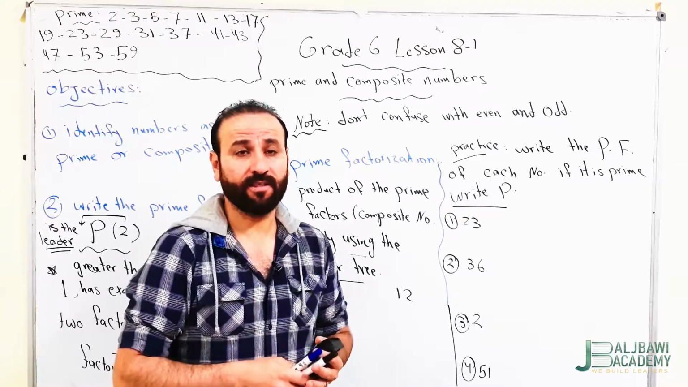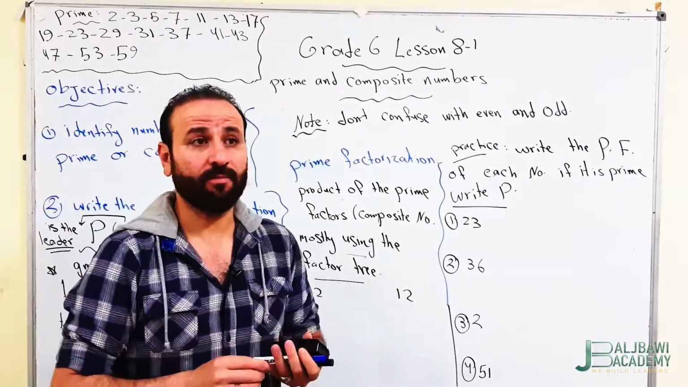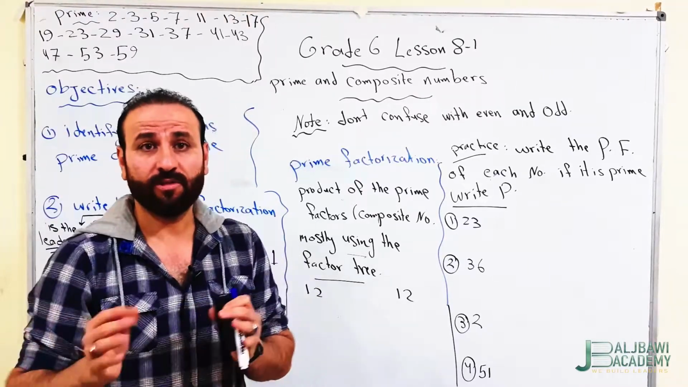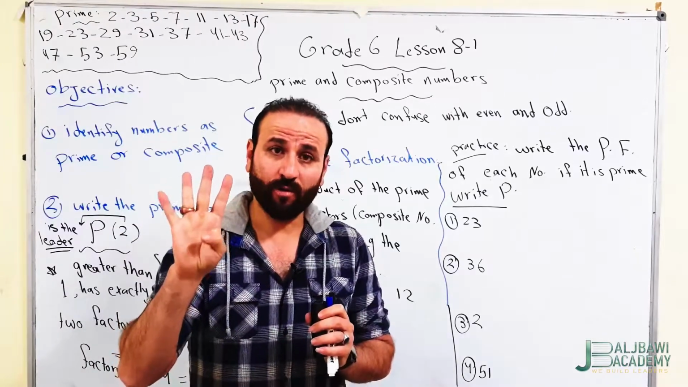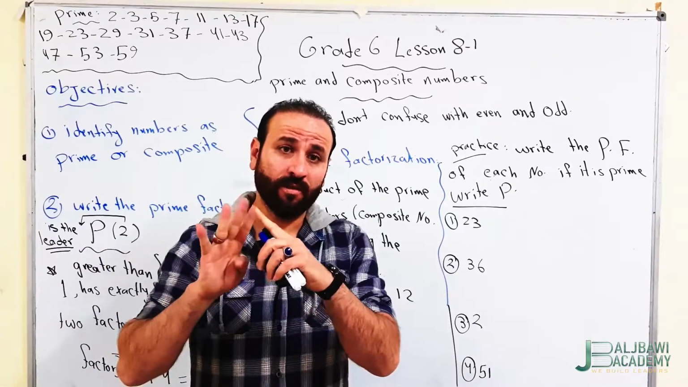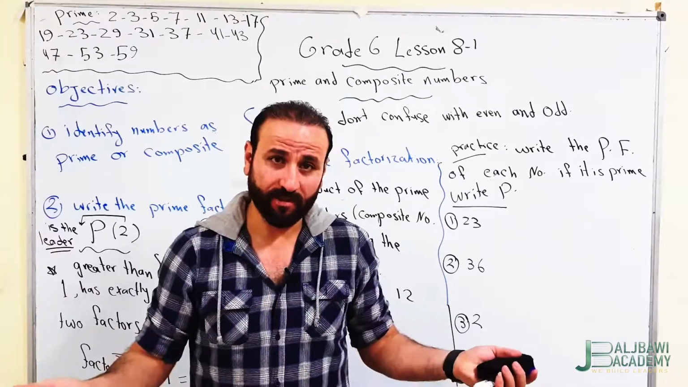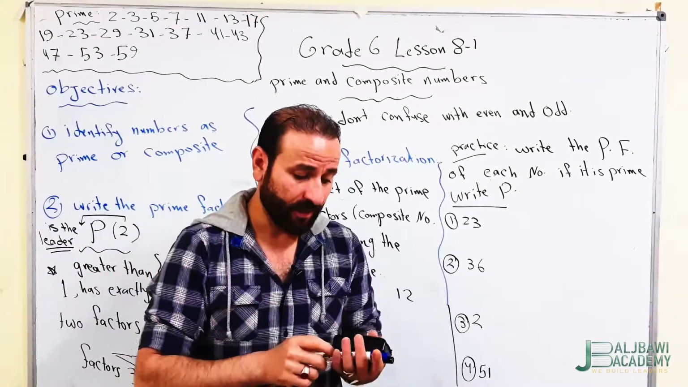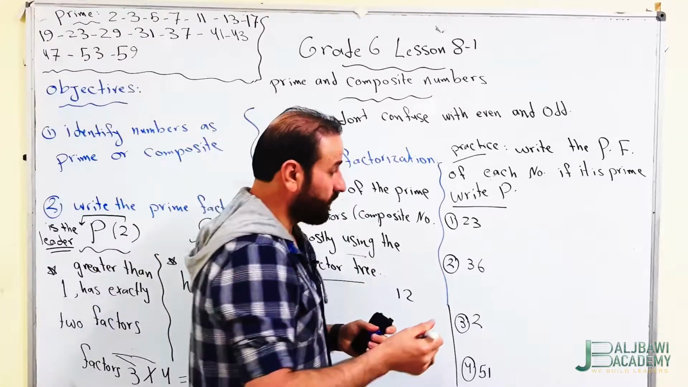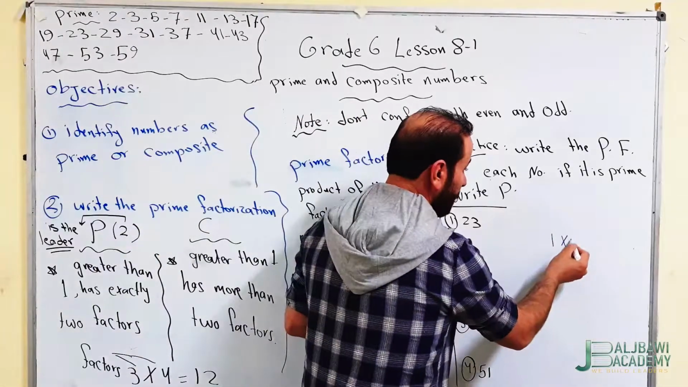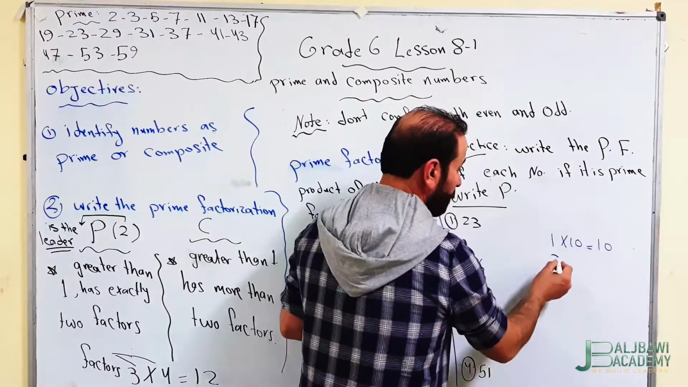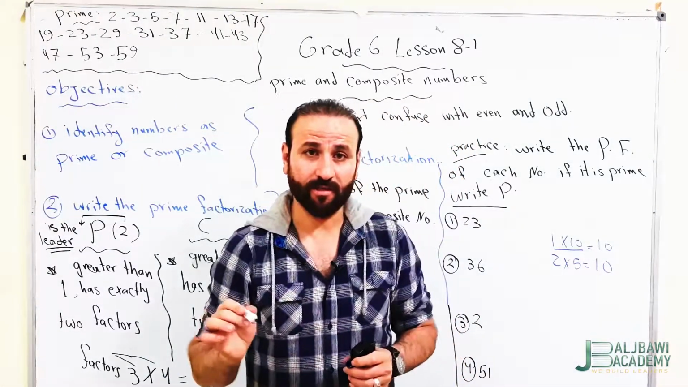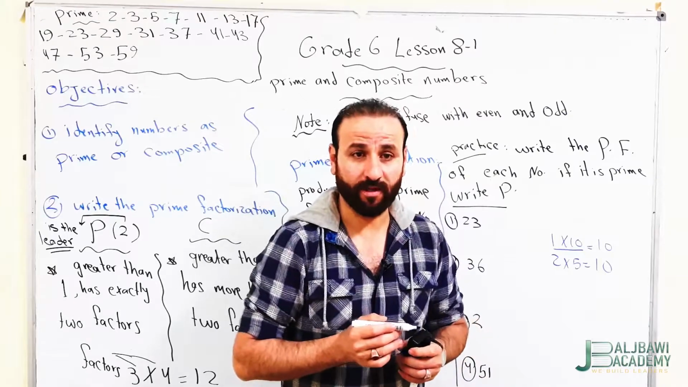For example, if I say 10, I can get 10 by multiplying 1 by 10, and I can get it in another way, which is 2 multiplied by 5. So 10 has four different factors: 1, 2, 5, and 10. So it's a composite number. As you can see, 1 times 10 and 2 times 5 are the factors of 10. 1 times 10 equals 10 and 2 times 5 equals 10. This 1 and 10 we call a factor pair, and 2 and 5 we call a factor pair.